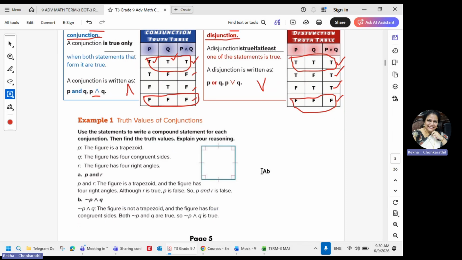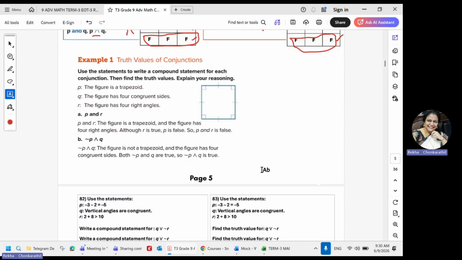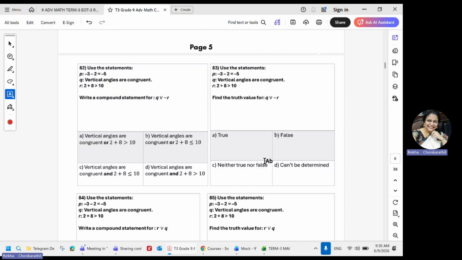Let's do examples so that you will learn better. Now, these are the sample questions. There are three statements here, P, Q, and R. What we are supposed to do is read the question. If there is any negation, you have to write the negation statement yourself. Now here, first statement, let's see. -3 minus 2 equals -5. Is this statement true? Of course, yes. This statement is true, right? That means statement P is true.